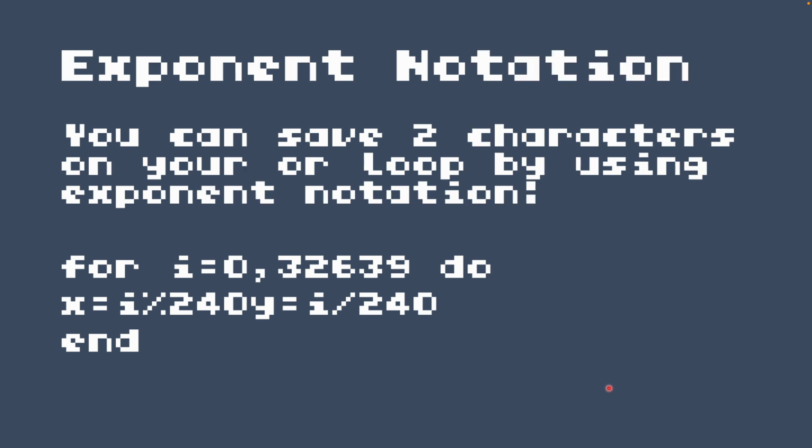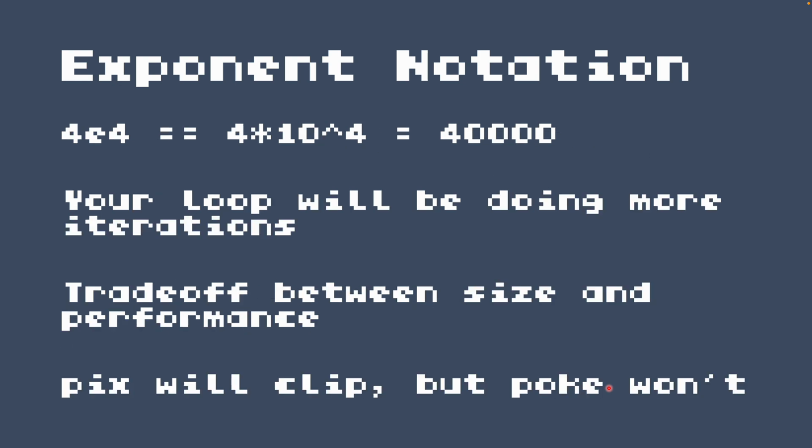So we can save 2 characters on the loop by using exponent notation, which means that we'll be replacing 32,639 with 4e4. So let's take a look at 4e4, which is 4 times 10 to the 4, which is 40,000. So that is a good few loops extra. You are not going to be doing 32,000 as we saw previously, you're going to be doing 40,000. So that's a trade-off between size and performance. Do you need your thing to be performant, or do you need to shave off some characters?